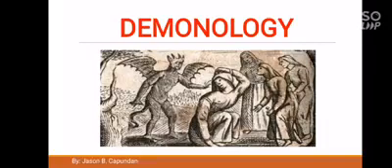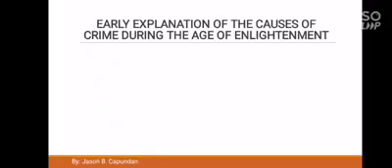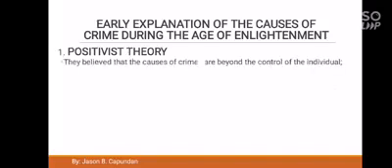Now let us proceed to the early explanations of the causes of crime during the Age of Enlightenment. First, we have the positivist theory, or the positivist school of thought. The positivist theory of crime presumed that scientific study of criminal behavior should find the causes of such behavior. They also believed that the causes of crimes are beyond the control of the individual. Explanations of positivist theory were deterministic.